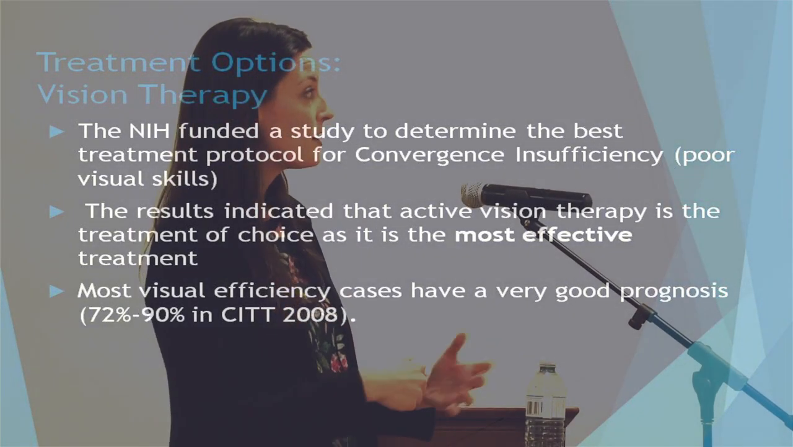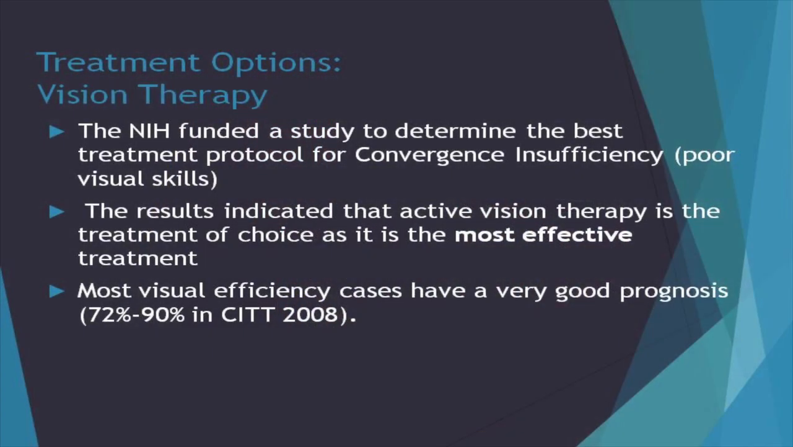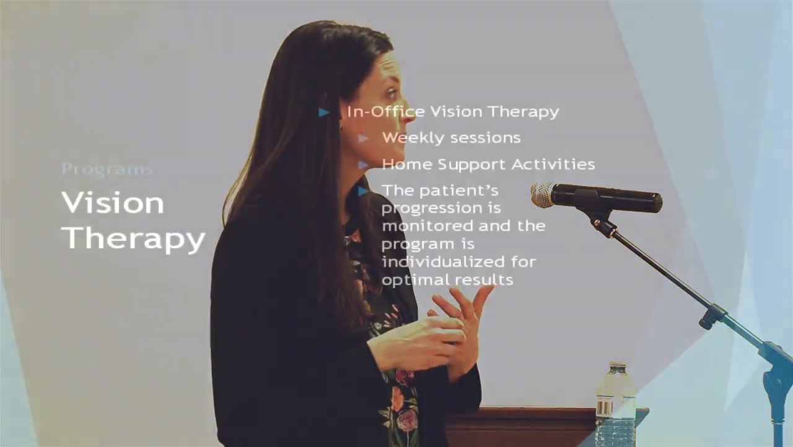And the most recent one, it's a continuation, started in 2008, there's actually some subsects now in 2013 that were published. Finally, the National Institute of Health funded the study to determine the best treatment for children with visual skills problems, mainly convergence insufficiency. And the results, not shocked, indicated that active VT is the treatment of choice as it is the most effective treatment. Now, the other options were placebo glasses in the study or reading glasses. So neither of those are teaching them anything about how to track, how to read, how to converge the eyes.